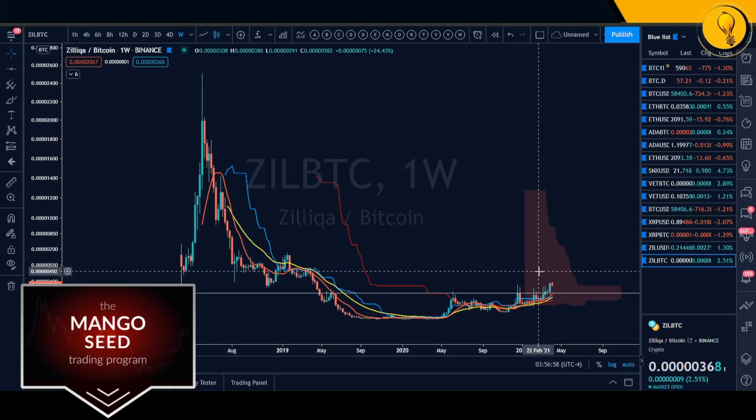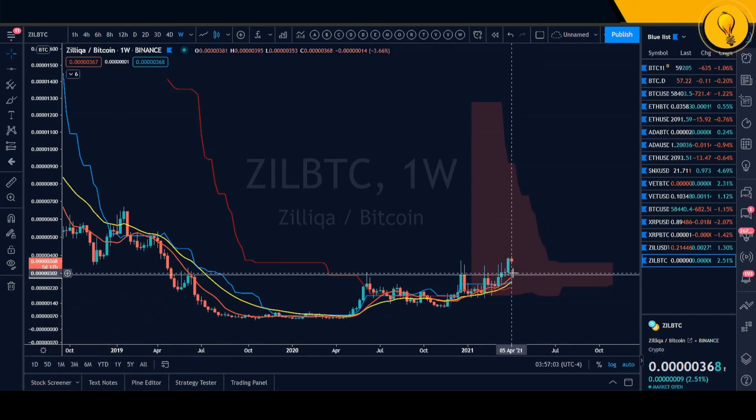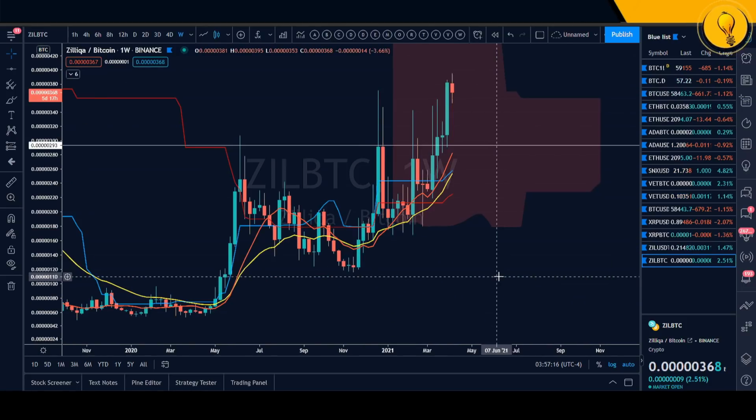But then we smacked up against it again in early December, got rejected hard, and again and again, we kept smacking up against it, and now we finally cleared it. This was around the first week of March, I believe. Close a candle above it, retested that level at around 290 Satoshi.